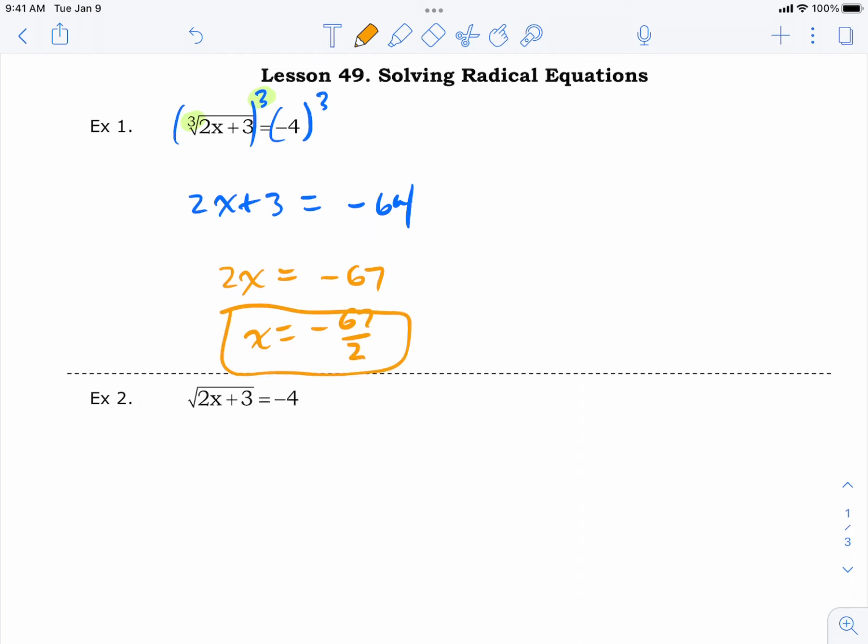And there is your answer. There she blows. That's a 67, by the way. I kind of messed it up there, didn't I? Negative 67 halves. That's your answer.